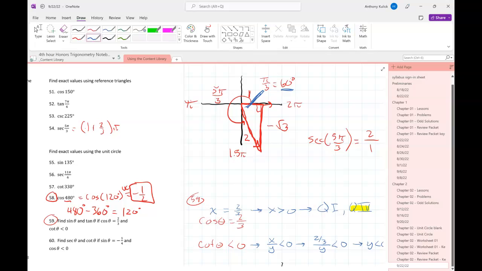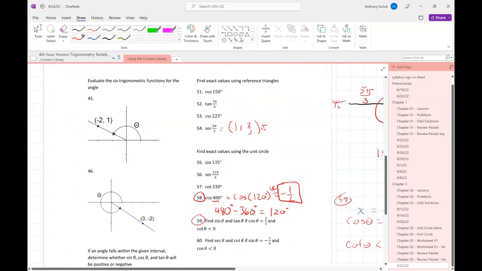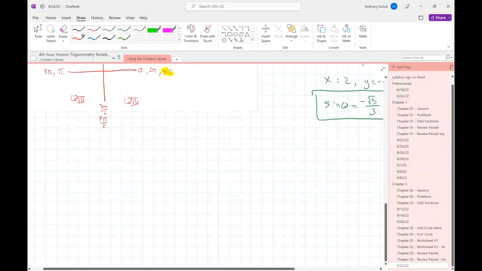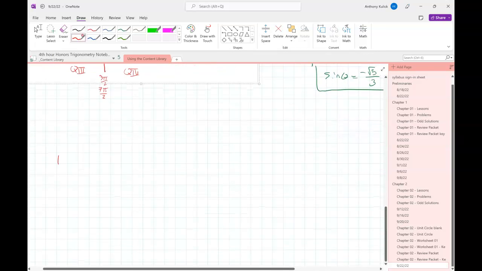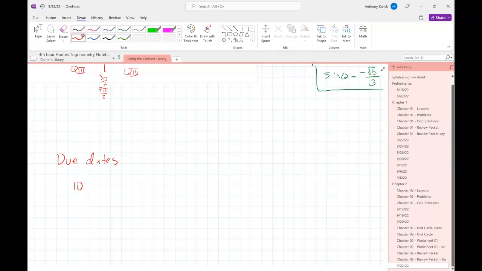Alrighty, we cool? Let's talk some due dates here real quick, just so everybody's on the same page about when things are due, since it's the last class before the weekend. So this weekend on 9/25, that's Sunday, we're looking for numbers 1 through 50 from the problem set.